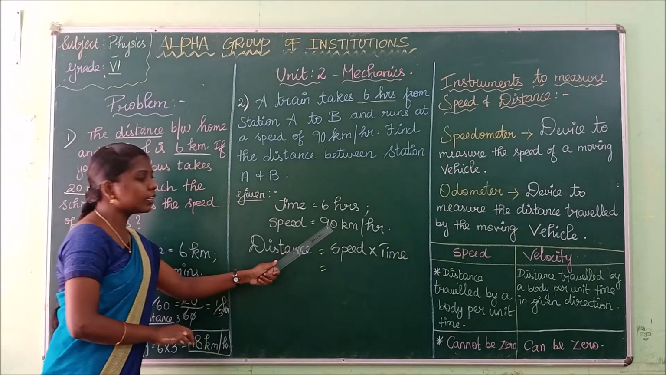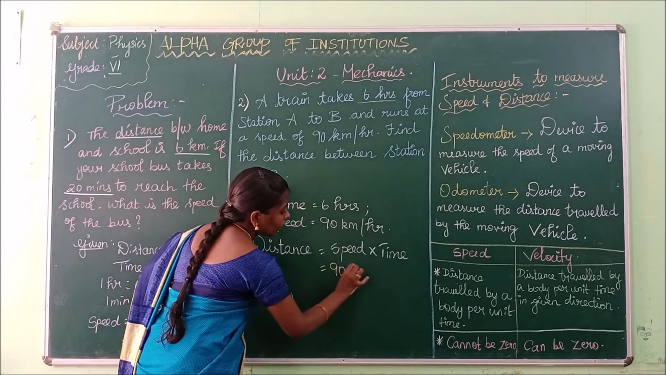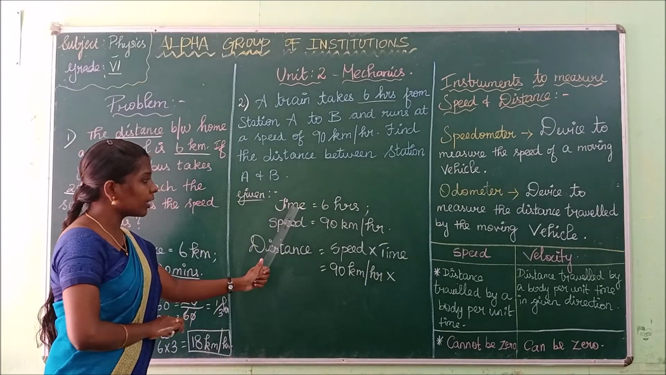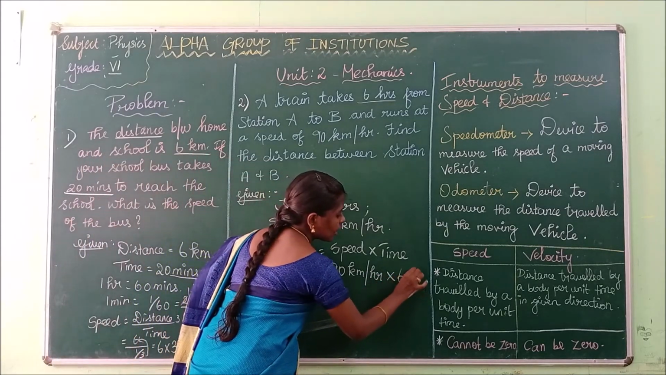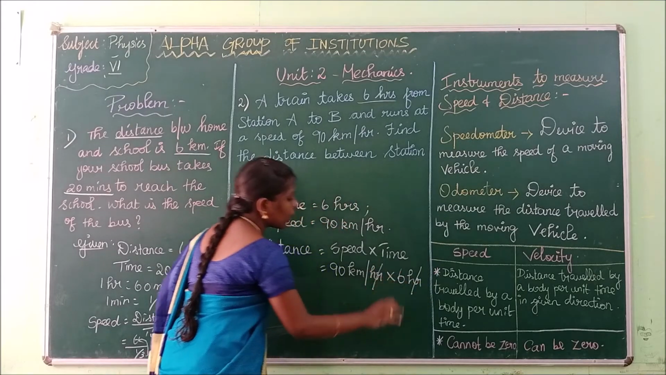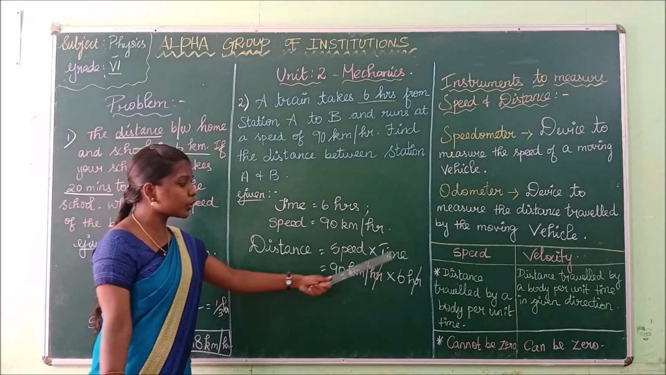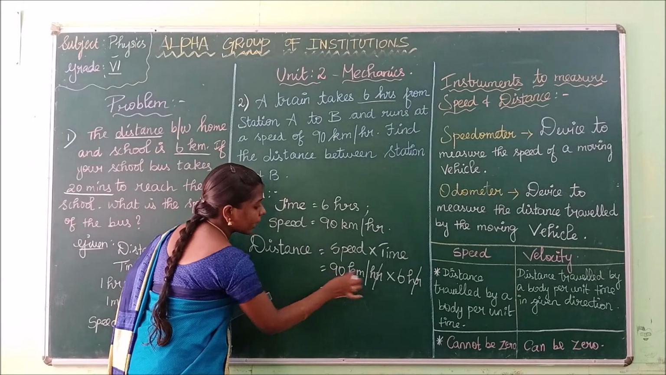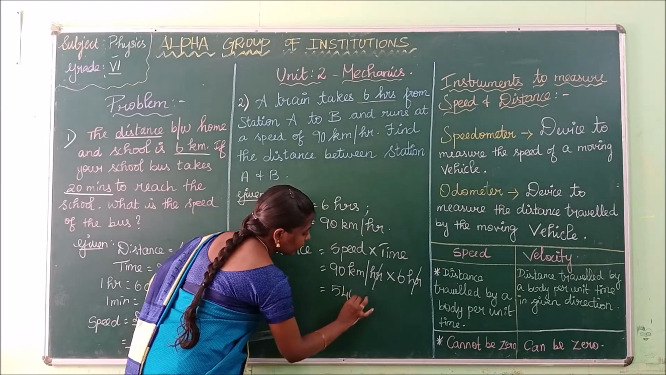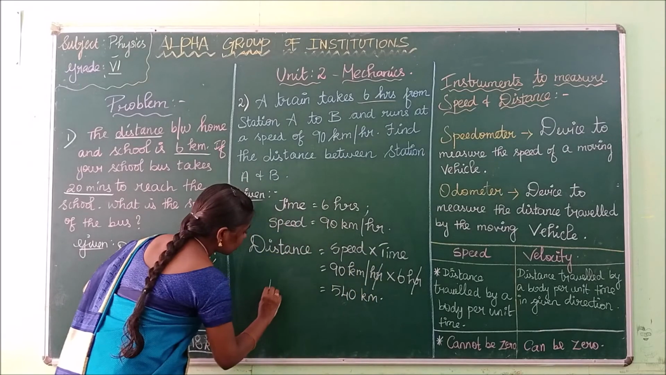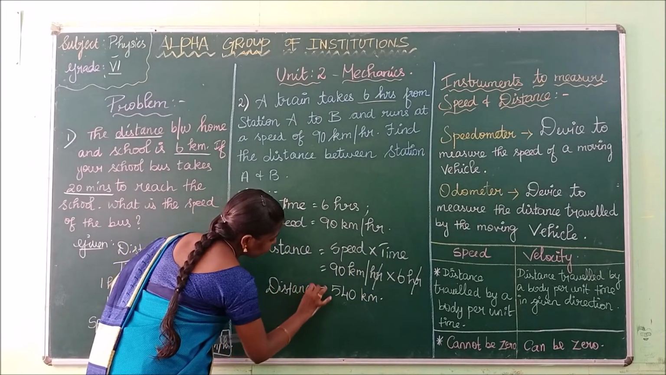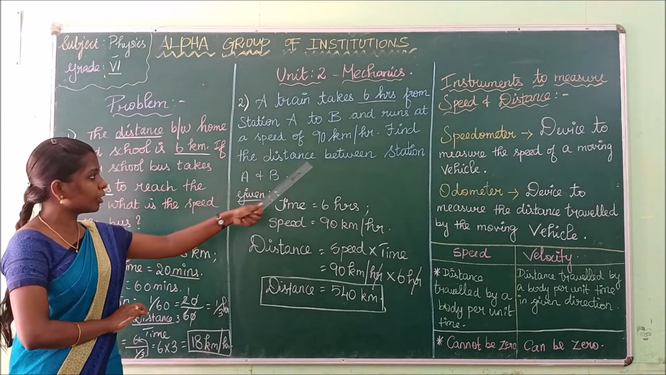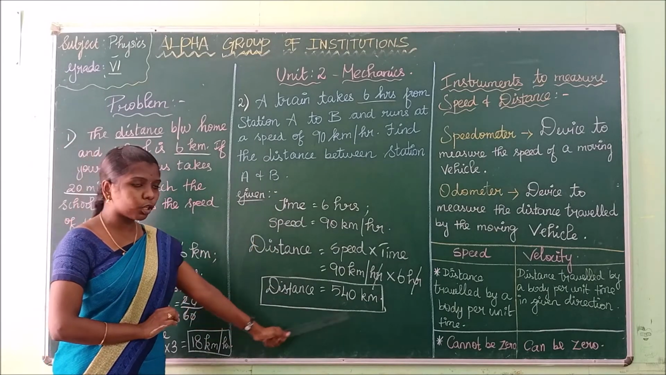Yes, what is the value for speed given here? 90 km per hour into, what is the value for time? Value for time is 6 hour. This hour and this hour gets cancelled. Okay, this is in division and this is in multiplication. So these two gets cancelled. So 90 into 6 is 540 kilometer. The value for distance is 540 kilometer. The distance between station A and B is 540 kilometer.